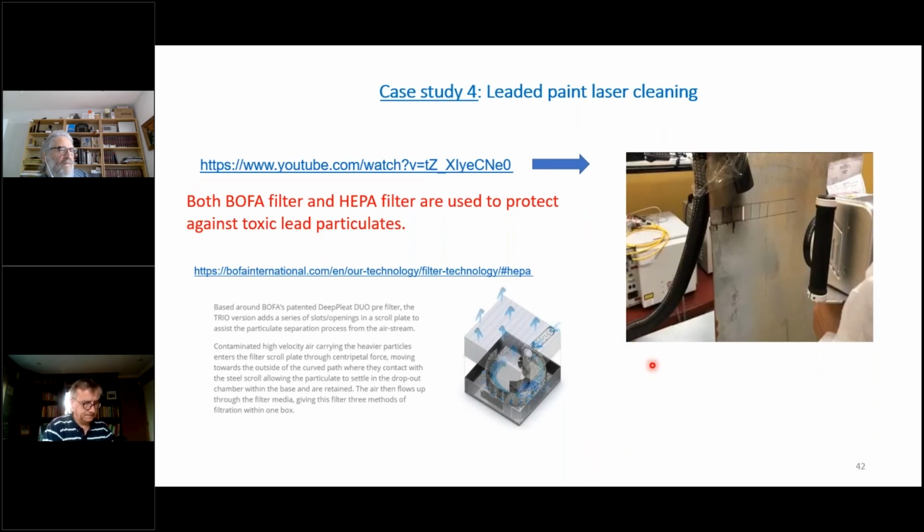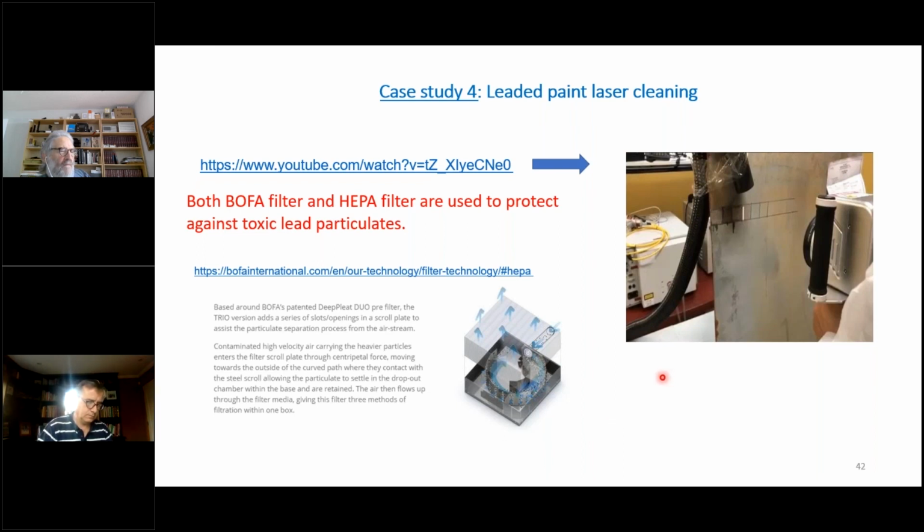So the heavy contaminants, heavy particles, go on the outside by centripetal force, and they drop off in these scroll plate areas. And then the rest of the air, which has smaller particles, will go through the HEPA filter. So one has to be more careful with lead, obviously, because it's toxic.